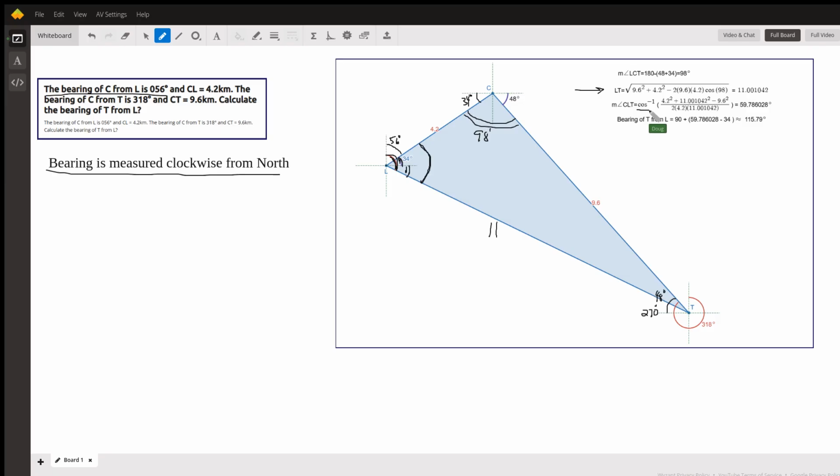The law of cosines is inverse cosine of 4.2 squared plus 11 squared minus the opposite side squared over 2 times 4.2 times 11, about 59 degrees. So this angle is 59 degrees. And if you add those together, you get about 115 degrees. Here it is a little more accurate: 115.79 degrees.